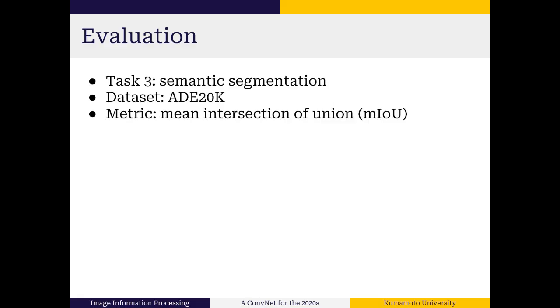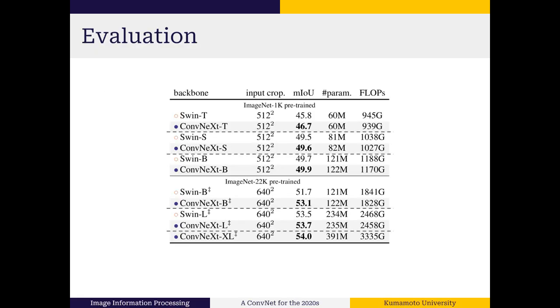The final task for the experiment is semantic segmentation on the ADE20K dataset. The metric used is the mean intersection over union, or mIoU. In this table, we can see that ConvNet outperforms the Swin transformer's counterpart in every scale.